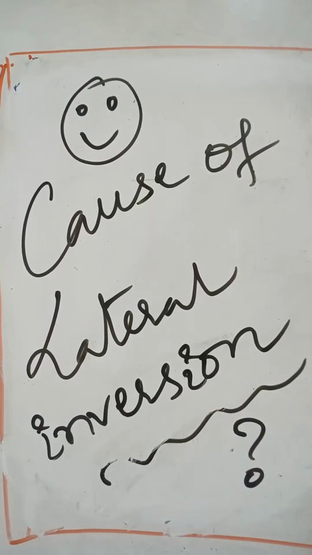Cause of lateral inversion: object and image both are facing each other. That is the only cause. That is the only answer. And next one, what type of image is formed on the plane mirror? Virtual image. On a cinema screen, real image.